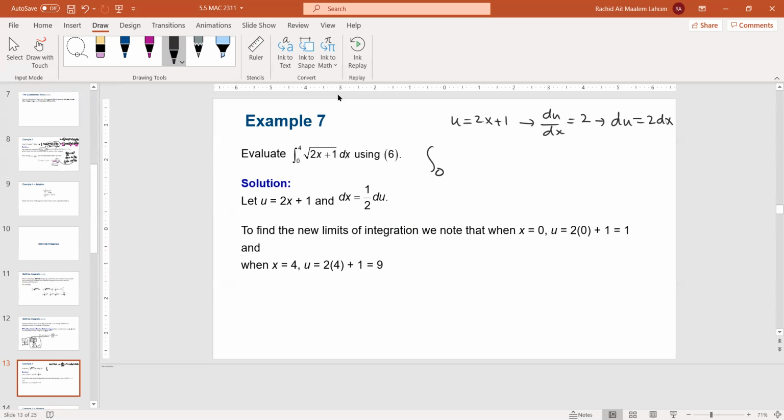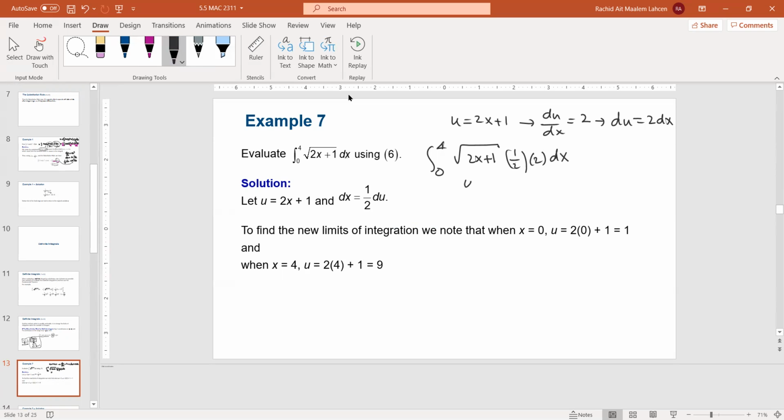If we have the integral from 0 to 4 of the square root of 2x plus 1, now that we're thinking about it, we need this 2. So you need to cancel that by putting in the half. So let's write all of them next to each other: half times 2 times dx. They cancel each other and you just have a dx.